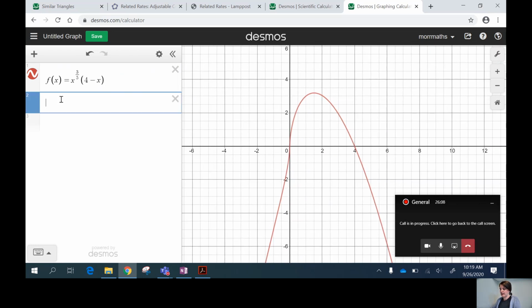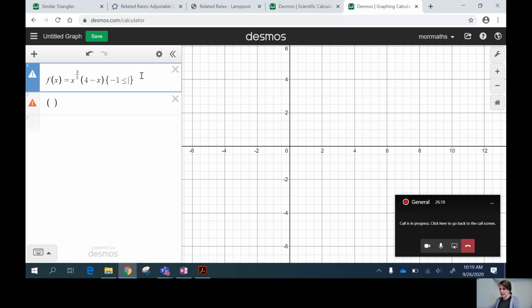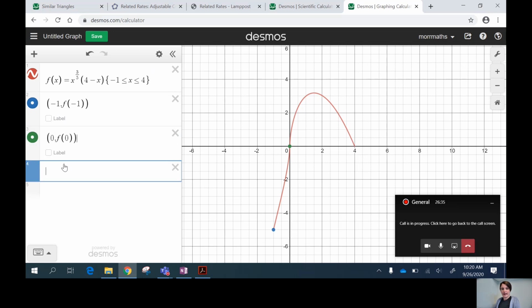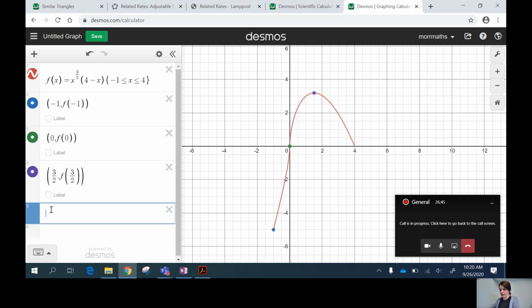Okay, so the points we had there, and this was only graphed on the endpoints, -1 less than or equal to x less than or equal to 4. I'm just going to put the critical points down. So we had -1, f of -1. We had 0, f of 0. We had 3 over 2, f of 3 over 2. And we had 4, f of 4.